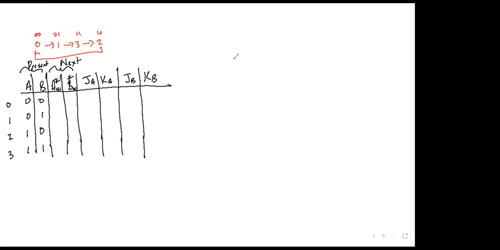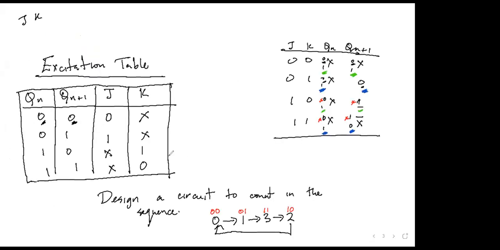So let me put back the excitation table. Now how did the J and K go again? Remember: 0 to 0 is 0, don't care; 0 to 1 is 1, don't care; 1 to 0 is don't care, 1; 1 to 1 is don't care, 0.